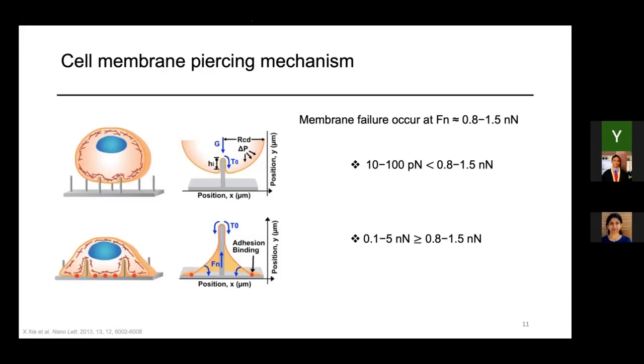And we also calculated the cell membrane and substrate binding forces, which is the force coming from the stretch of the cell membrane attached to the surface. What we find is that the stretch force coming from the cell membrane and substrate binding is about 0.1 to 5 nanonewton, which is approximately larger than or equal to the cell membrane failure threshold. So the conclusion that we got here through the calculation is that in order for the cell membrane to be pierced by the nanostraw, the cell membrane needs to be tightly attached to the substrate.